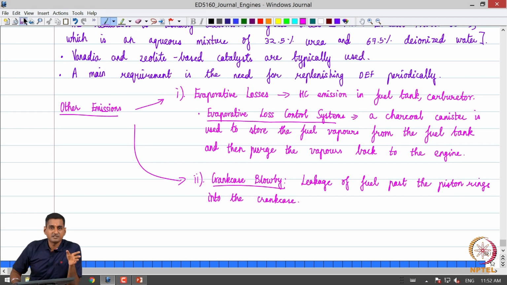From the next lecture we will start looking at the transmission, how the energy is going to be transmitted from the engine to the wheels, and we will start the discussion in the next lecture.